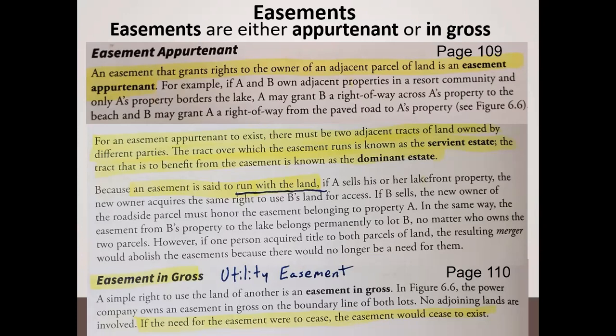So an easement is a right. Nobody can take those rights from you. An easement appurtenant is an easement between you and another landowner whose land is touching yours. And it's a right for them to cross onto your property for a particular purpose that you may have given to them.